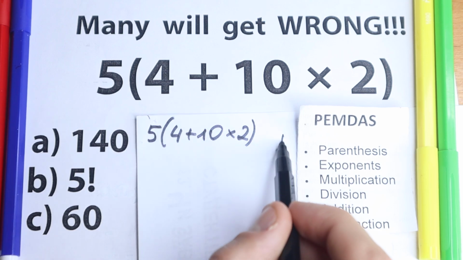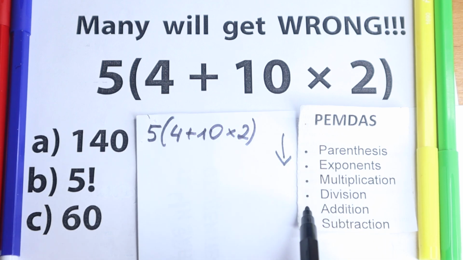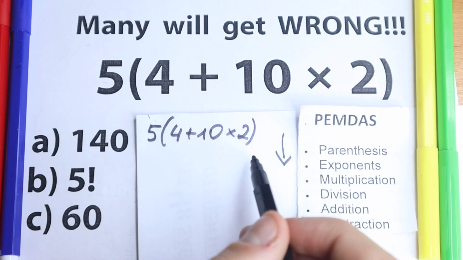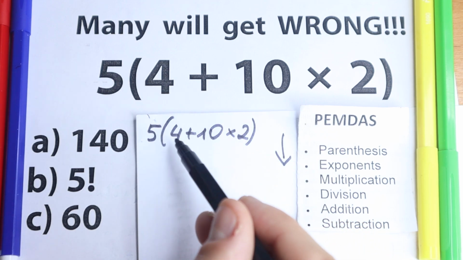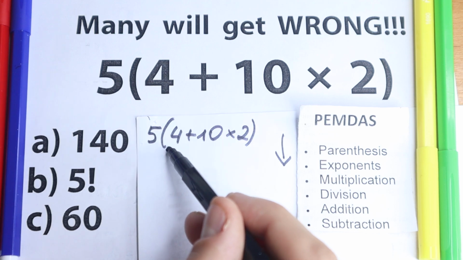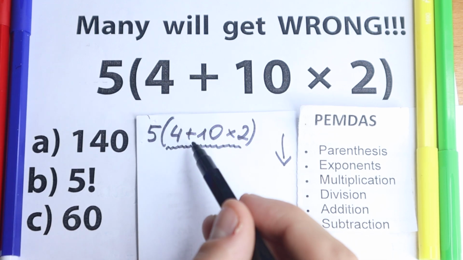PEMDAS works from the top to the bottom. The first step is parentheses, and the last step is addition and subtraction. Let's look at our question. The first step is parentheses, and now we need to scan where we have these parentheses. Parentheses we have right here. So the first step is to find the exact value of this expression in parentheses.